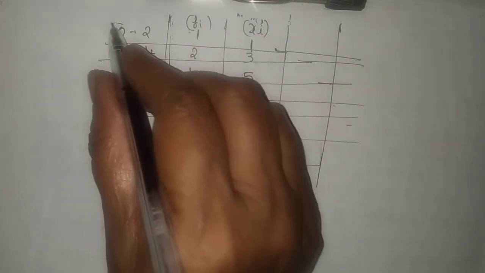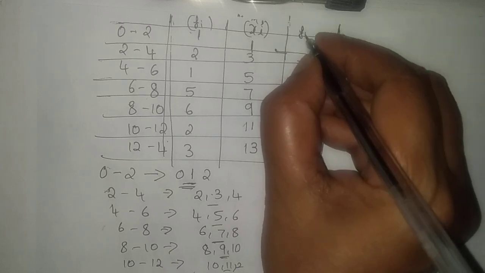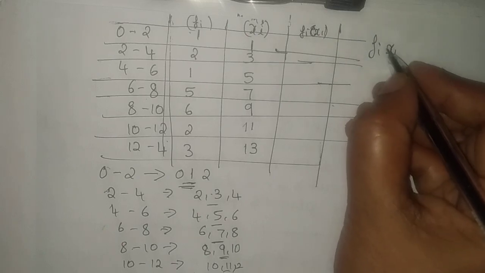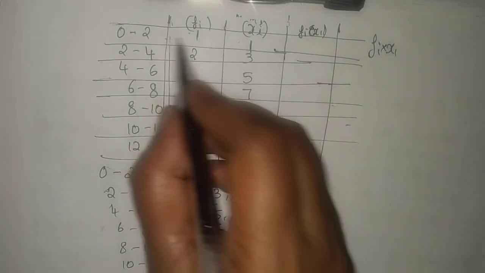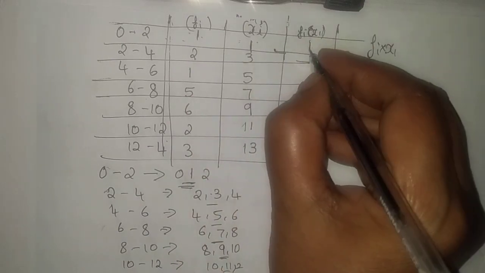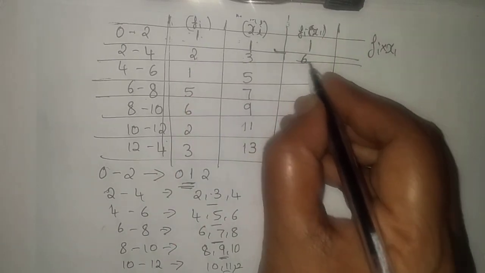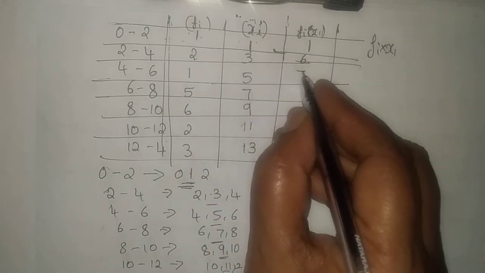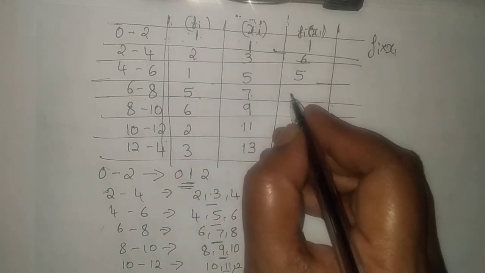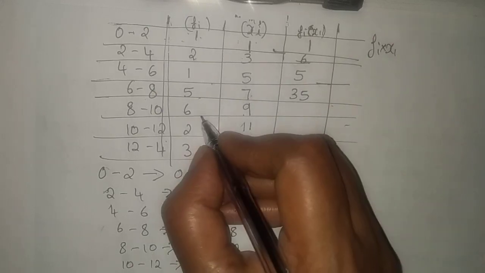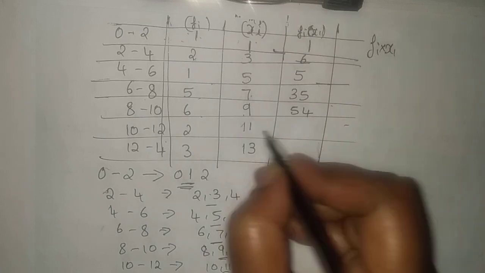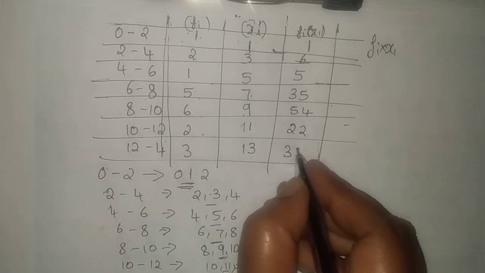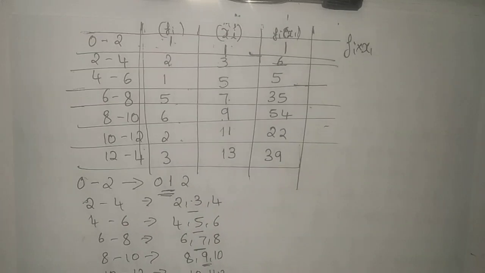Now the next one is Fi into Xi. Fi Xi means Fi into Xi. So multiply these two. 1 into 1, 1. 2 into 3, 6. Then 5 into 1, 5. 7 into 5, 35. 6 into 9, 54. 11 into 2, 22. 13 into 3, 39. So this is how to calculate the table.